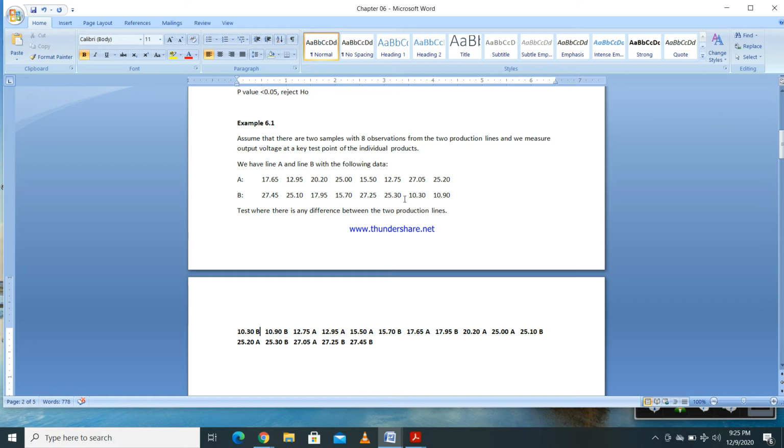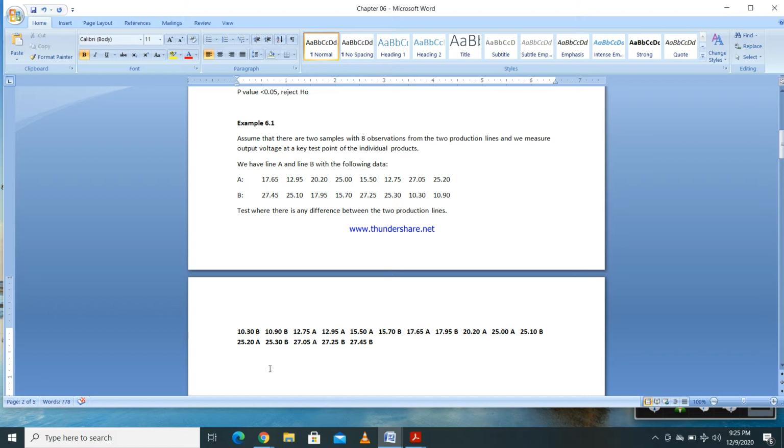And if you take 10.9, again it's coming from B. So I have named it as B. Then if you take 12.75, it's coming from sample A, or the first sample. So I have named it as A. So likewise, you have to label each observation with the sample name. And then what you have to do is, now you can check the number of runs.